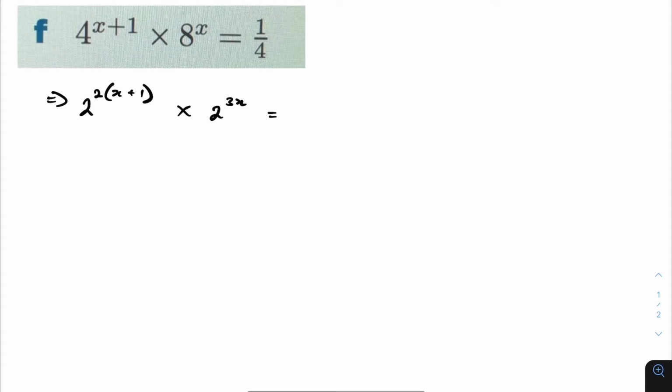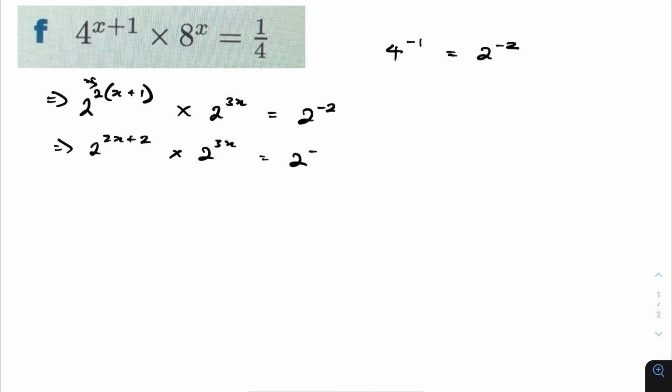And that can equal, well, 1 over 4 can be written as 4 to the power of negative 1, which can in turn be written as 2 to the power of negative 2. So this is equal to 2 to the power of negative 2. Now we can simplify this part here to make it 2 to the power of 2x plus 2 times 2 to the power of 3x, which is equal to 2 to the power of negative 2.